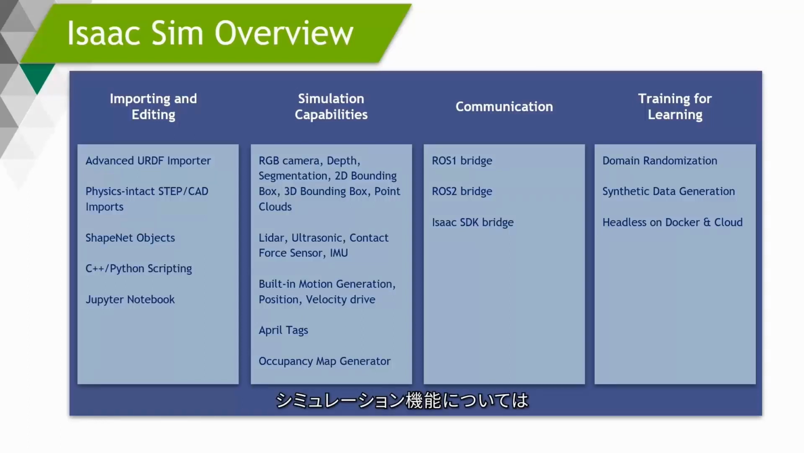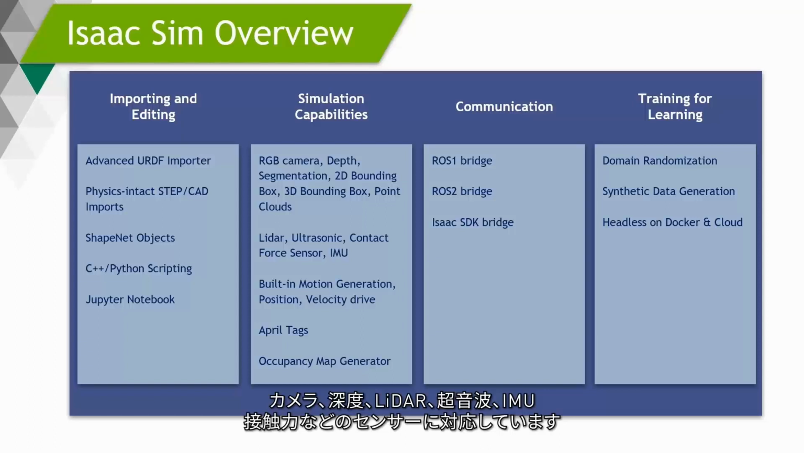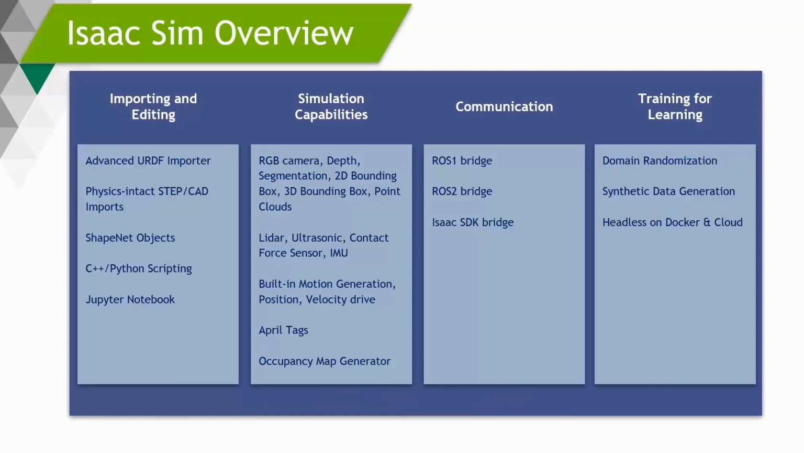In terms of our simulation capabilities, we can simulate a range of sensors such as camera, depth, LiDAR, ultrasound, IMU, and contact force. We also provide some basic tools in perception, motion generation, and navigation, so it's easier for users to build full systems, especially if you just want to focus on one part of the system and want the rest of things to just work.